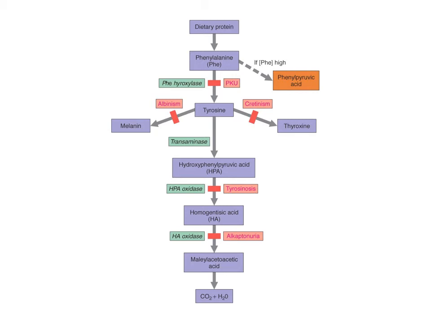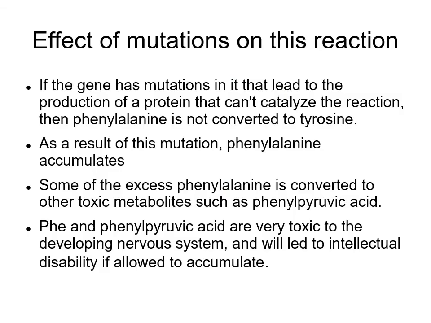What is the problem is that phenylalanine itself will accumulate, as well as rather unusual metabolites of phenylalanine, including phenylpyruvic acid and some other ones. So in this case, our pathway is blocked, and that leads to accumulation of unwanted metabolites, which turn out to be toxic in high concentration. This is very debilitating to the developing nervous system. So phenylalanine accumulates. Phenylalanine is not converted to tyrosine, and some of the excess phenylalanine is converted to other toxic metabolites.